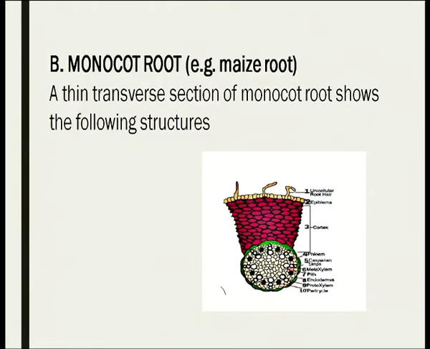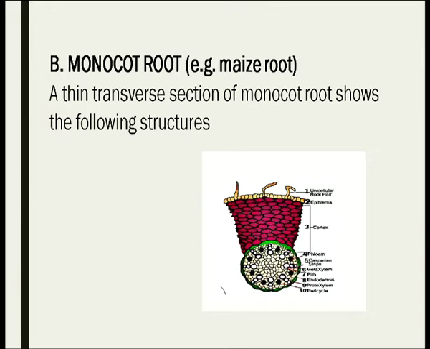Now, you can see in the figure there are unicellular hairs just like the dicot root, epiblema, and then cortex, similar to the dicot, but the phloem and xylem have different positions. Here you are seeing that metaxylem is towards the center, protoxylem is towards the outside, and in between there are certain patches of phloem.